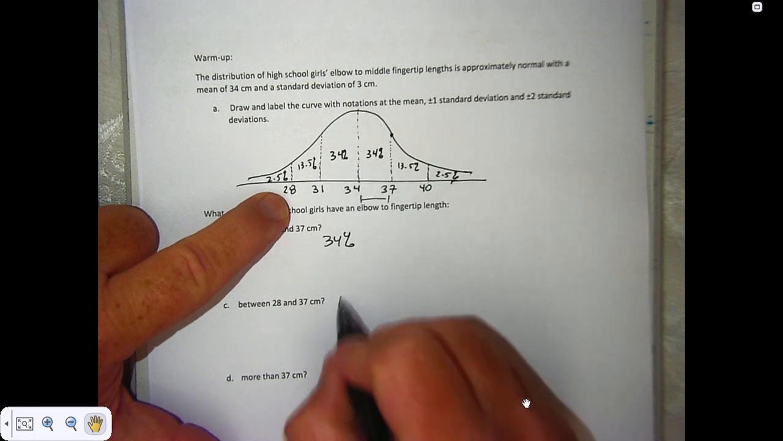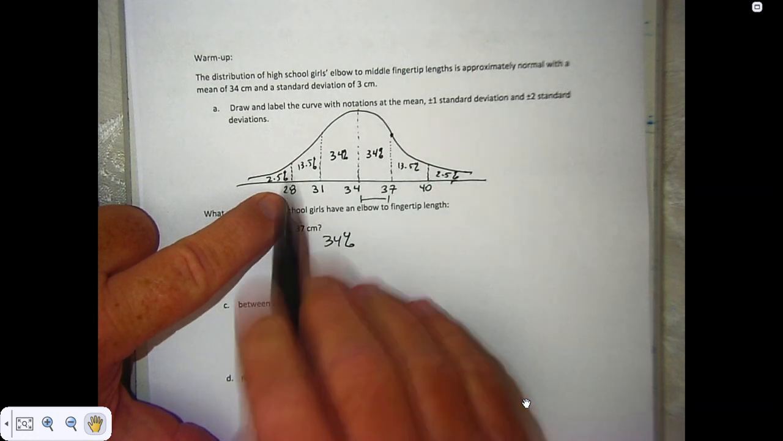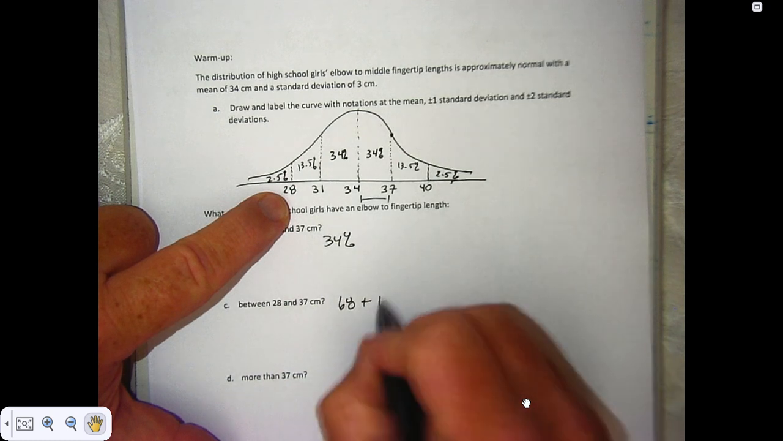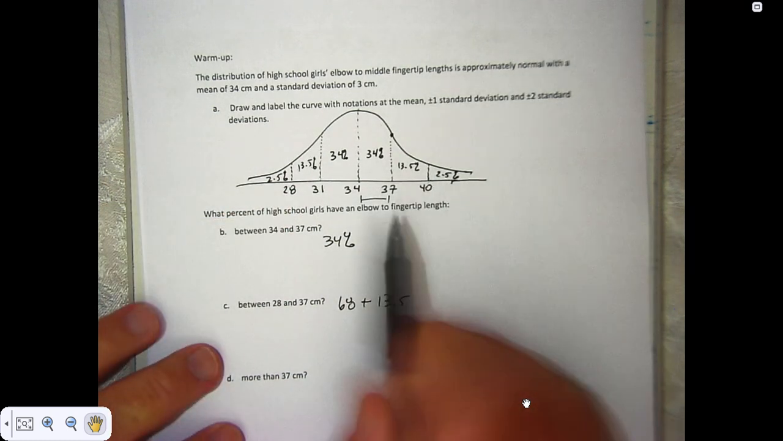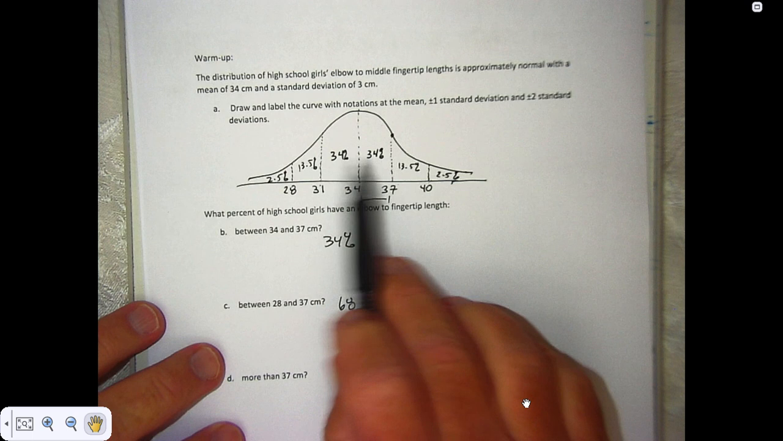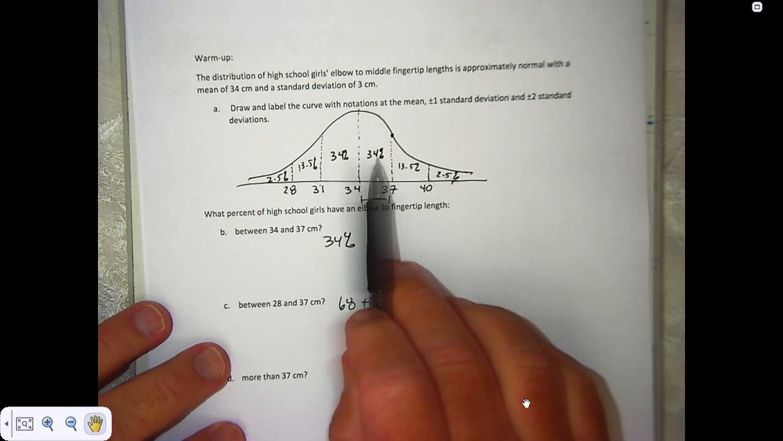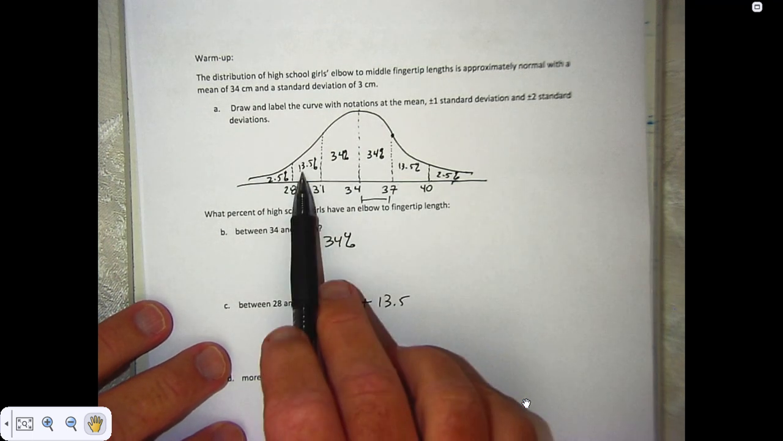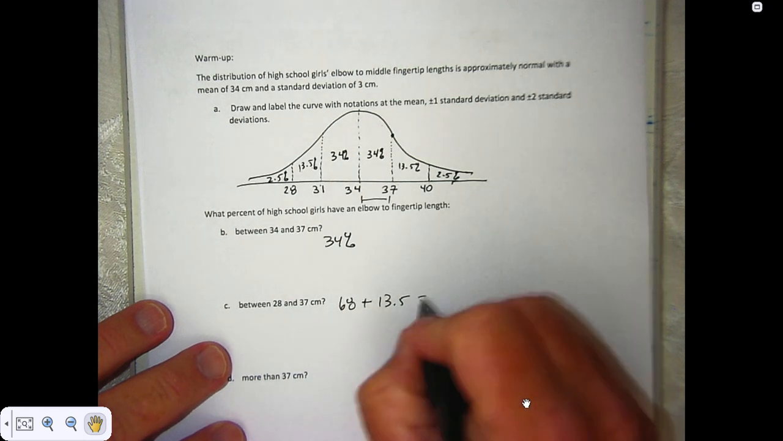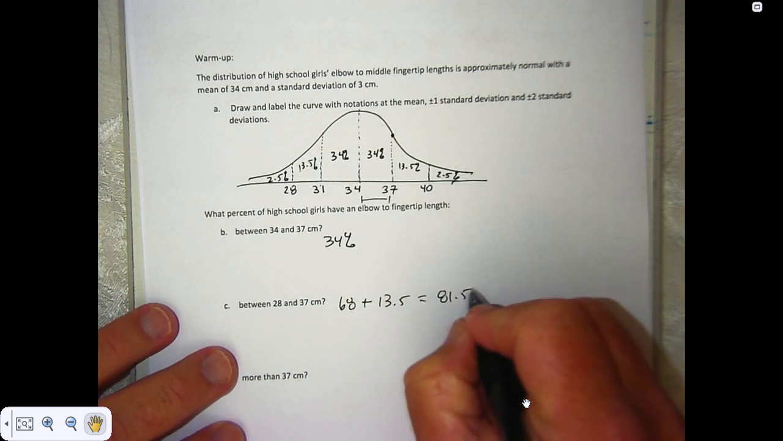So we know it's that 68, and then plus the 13 and a half. Oh, so between 31 and 37 is 34 and 34, that's 68, and then another 13.5%. I believe that's 81.5%.